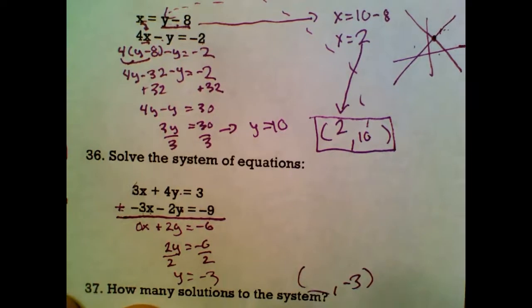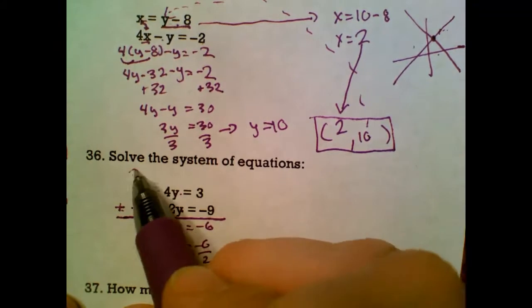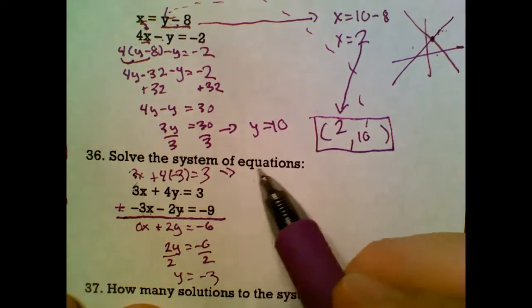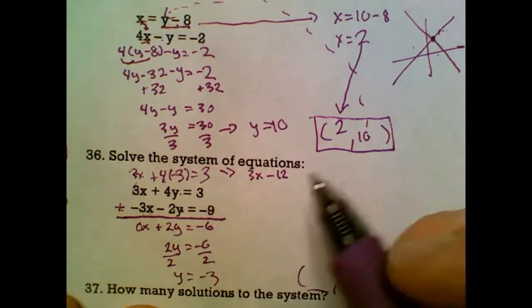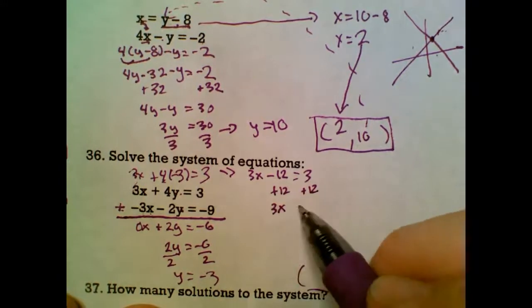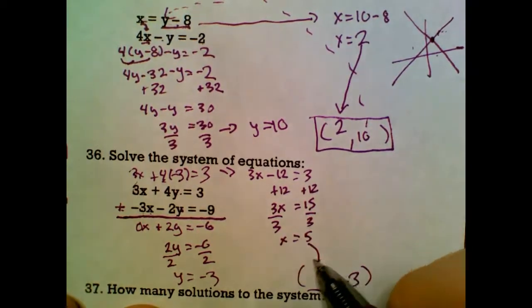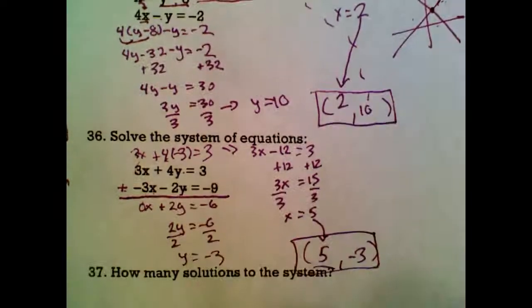But we're not done. We need to figure out this x. So let's find the x by plugging it in. We can plug it into either equation. Doesn't really matter. Let's plug it into this top one just because I have room. So I got 3x plus 4 times negative 3 is equal to 3. So we have 3x minus 12, because 4 times negative 3 is negative 12, equals 3. Let's add this 12 to both sides. We've got 3x is equal to 15. Divide by 3, and we get x is equal to 5. Take that, put it there, and we get our solution. And that is the end of page 3.